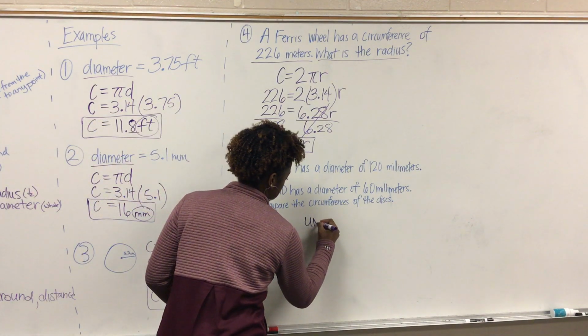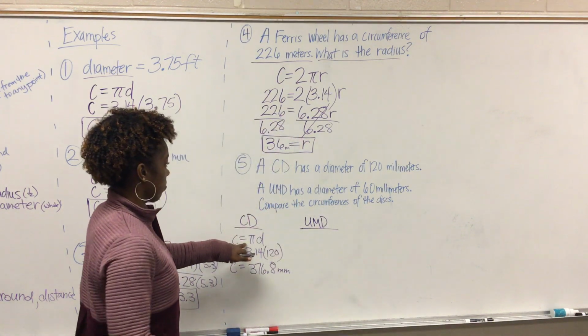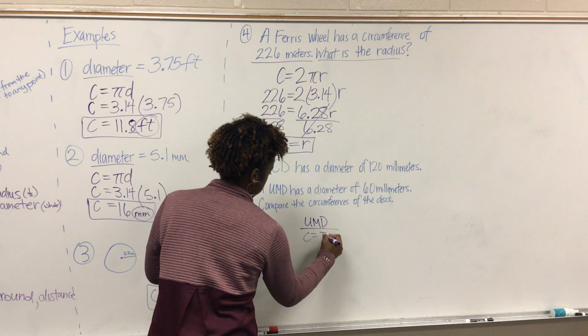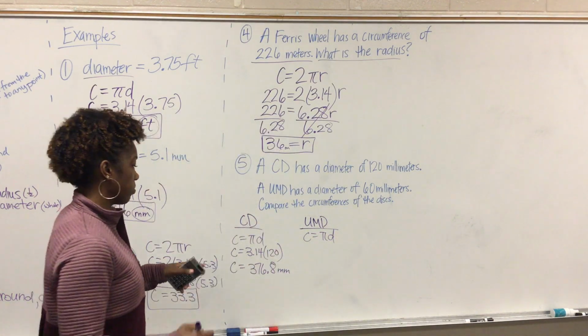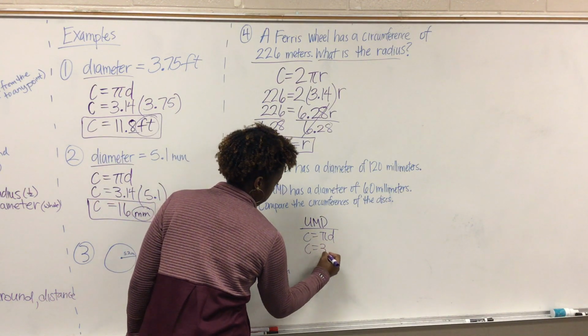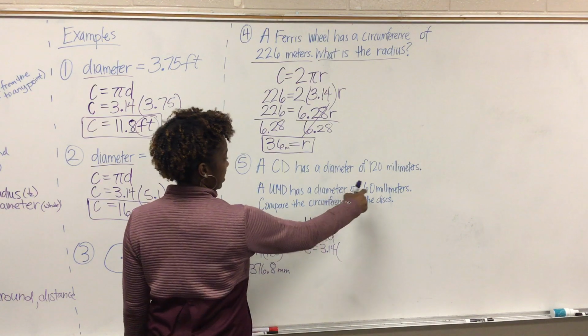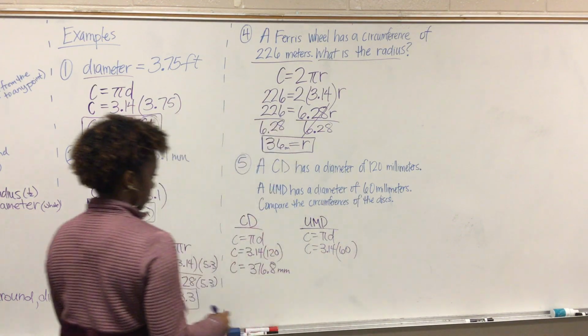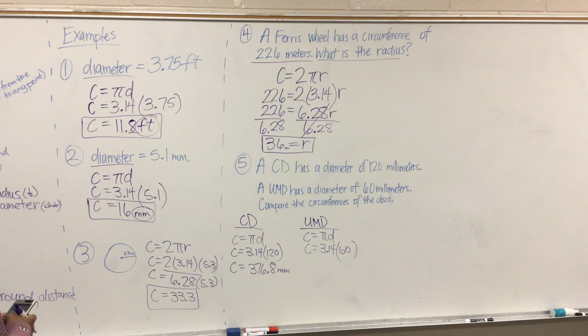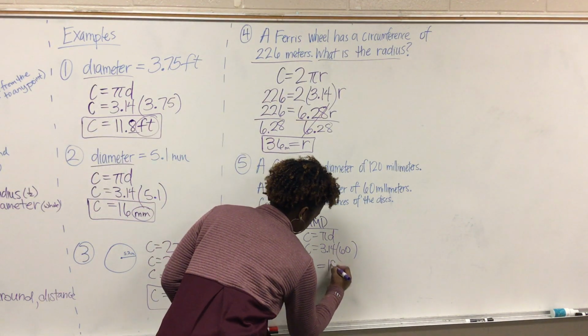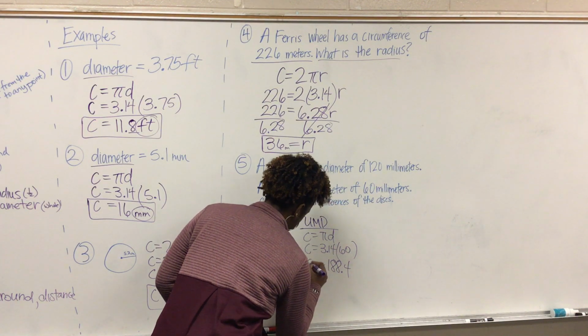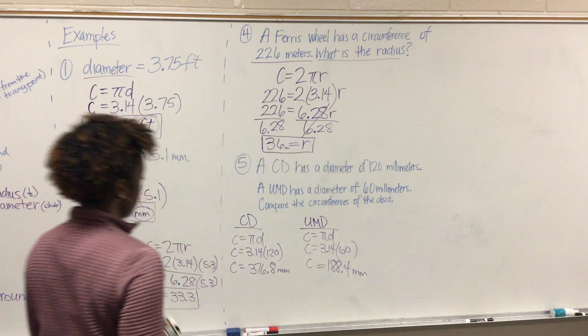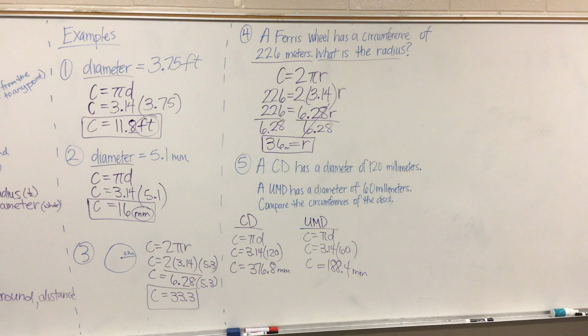Then we have UMD. Same first step. Write the equation. Then you want to fill in everything you know in the equation. We do not know the circumference. Pi is 3.14. The diameter is 60. That gives us 188.4 millimeters. So the circumference of the CD is 376.8. The circumference of the UMD is 188.4. So compare the two circumferences.